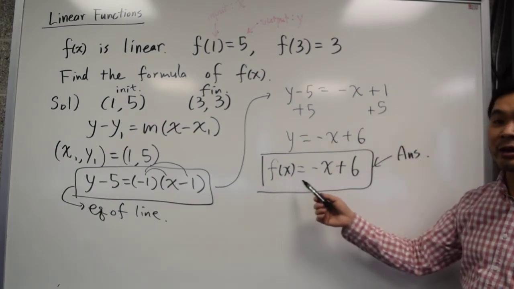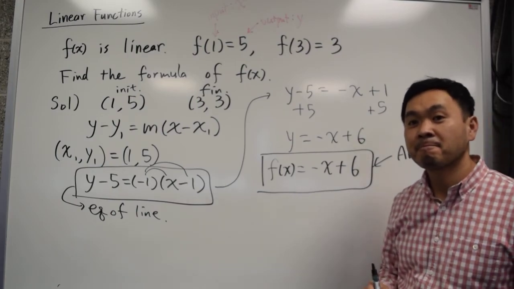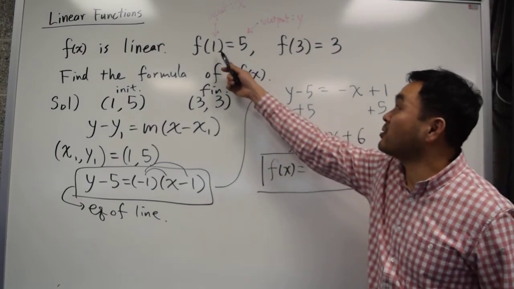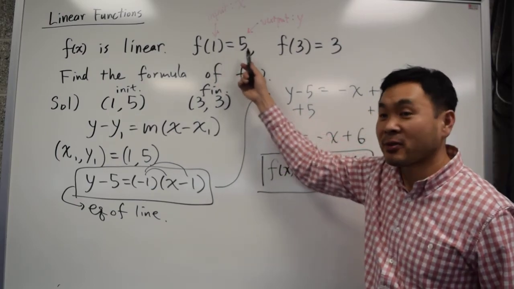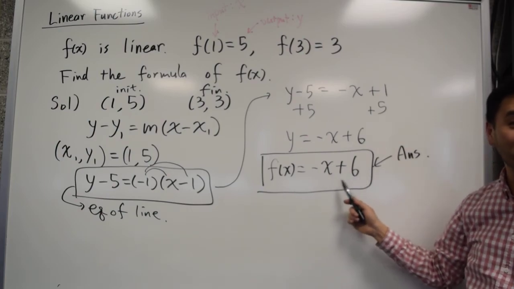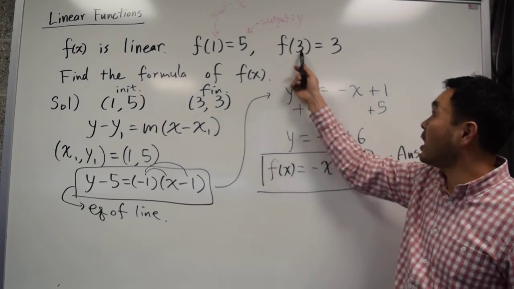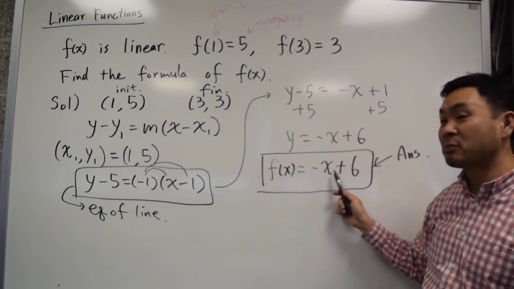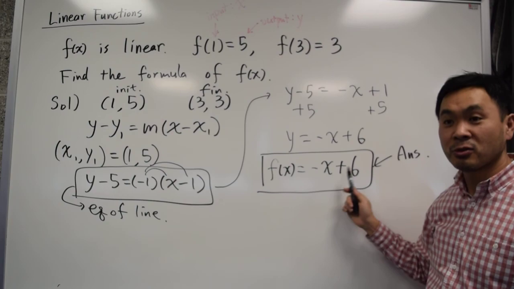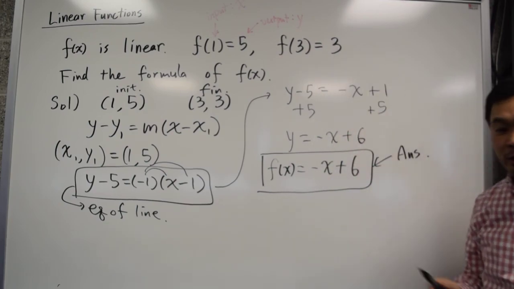Now, how would you check if your answer is correct? Yeah. You plug in one of the points. Yeah, just 1 or 3. Plug in 1 and see if you get 5. Is that right? If you plug in 1, you get negative 1 plus 6. What's that? Negative 1 plus 6 is? 5. 6 minus 1, which is 5. So it does work. How about 3? If you plug in 3, negative 3 plus 6 is 6 minus 3. So it is indeed 3. So it does work. So that's how you figure out the function.